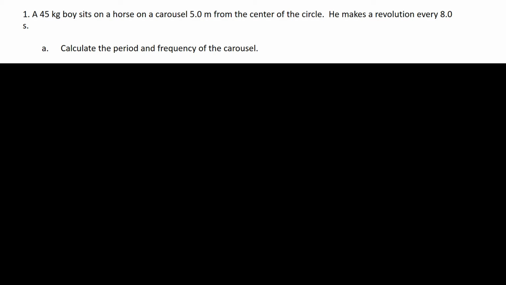All right, so let's take a look at this question here. A boy sits on a horse on a carousel. The carousel's going in a circle, and he's 5 meters from the center. That's the radius. He makes 1 revolution every 8 seconds. So if it takes 8 seconds to go around once, the time it takes to go around once is the period. So the period is 8 seconds, and it looks like we need to calculate the period and frequency.